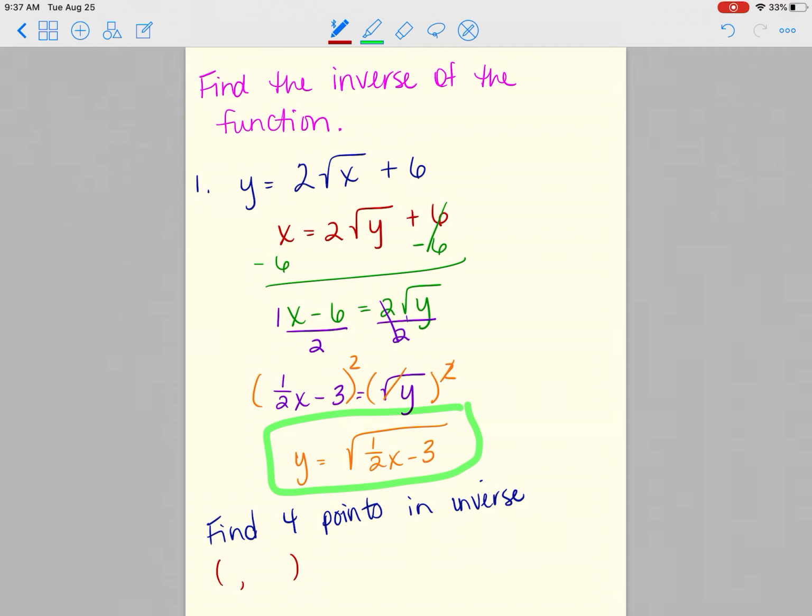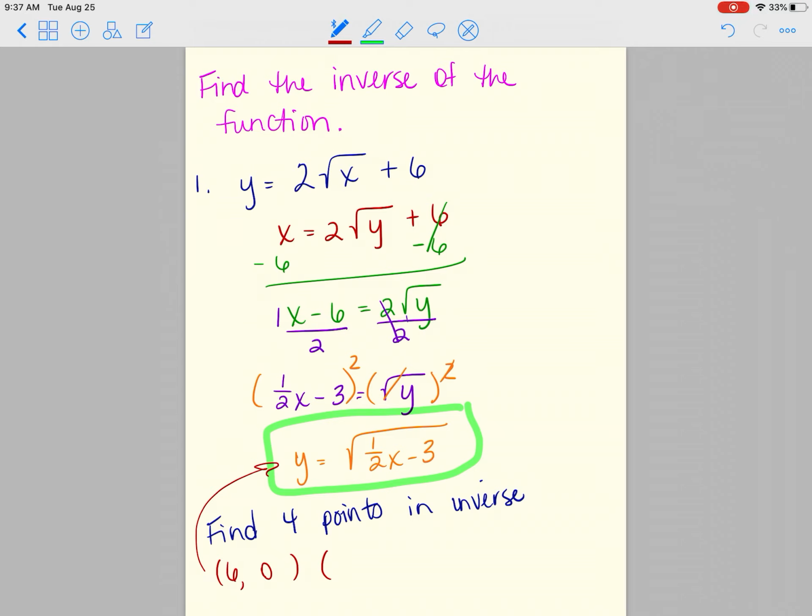Let's use 6 maybe as my x value. Half of 6 is 3. Remember, I'm just plugging right back into this equation. So half of 6 is 3. 3 minus 3 is 0. The square root of 0 is 0. Got a point. Okay, so I'm going to pick another one.